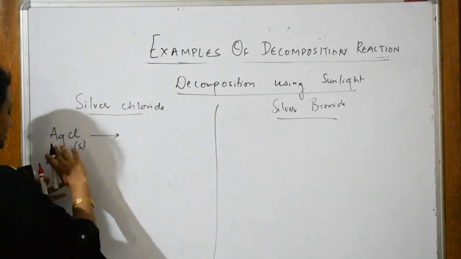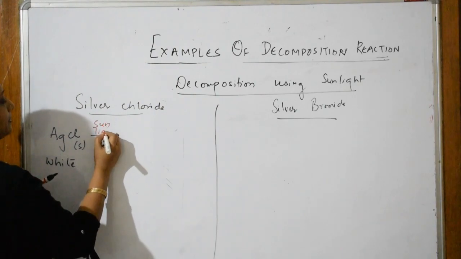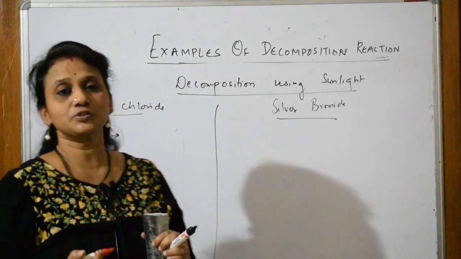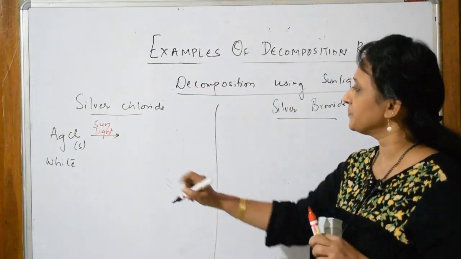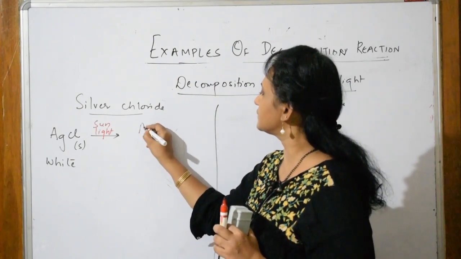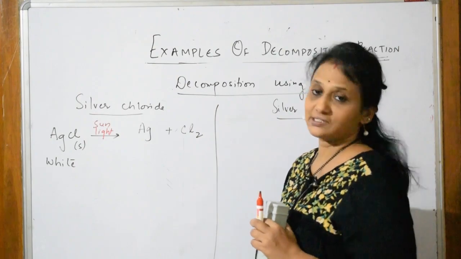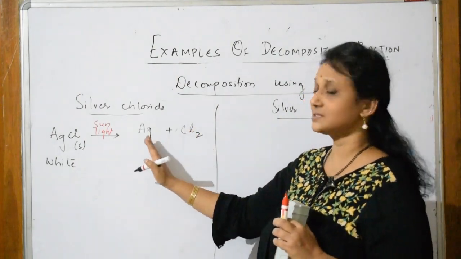The condition is that it should be exposed or kept in sunlight. So we are going to keep it exposed to sunlight. When it is exposed for 4 to 5 hours, what happens? Silver chloride is going to decompose into 2 different products. One would be silver and one would be chlorine gas.